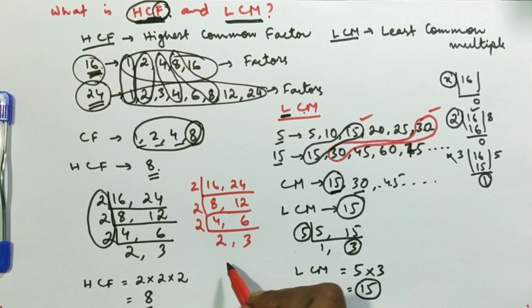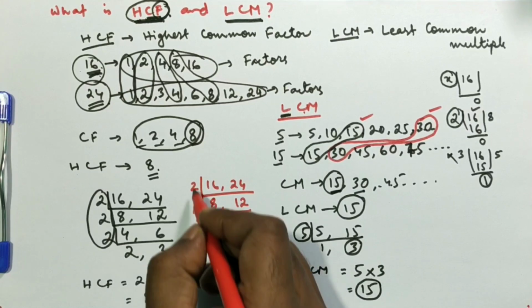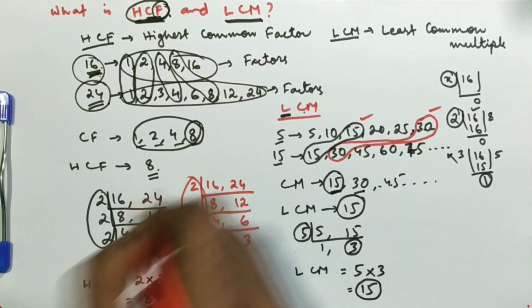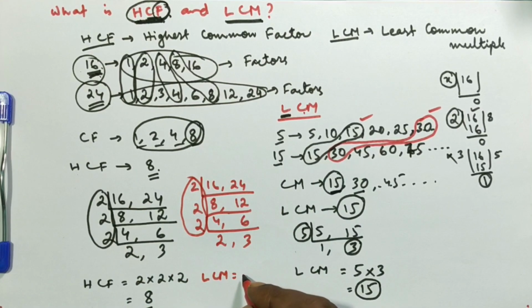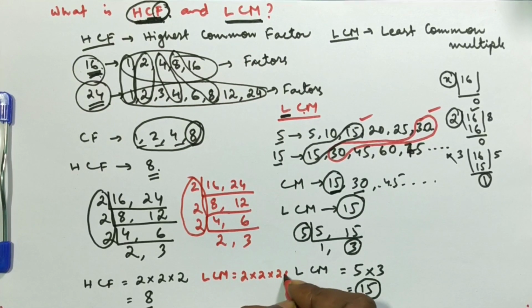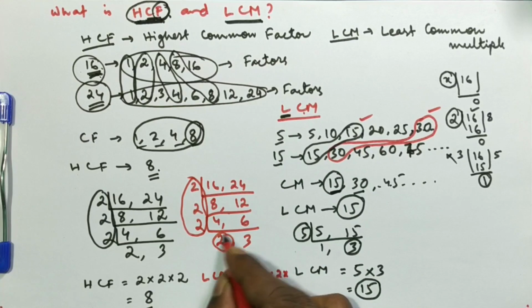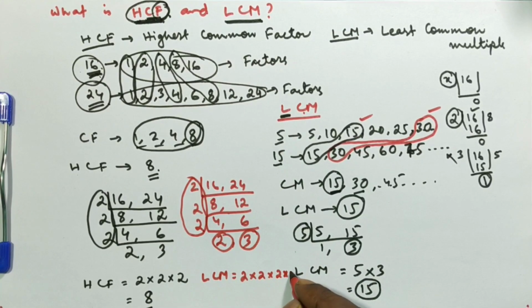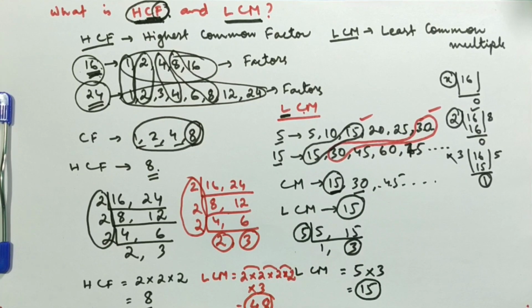Whenever we find the LCM, we first write the common numbers by which it is divisible, that is 2 into 2 into 2, then the remaining 2 and 3. So 2 into 3. So 2 twos are 4, 4 twos are 8, 8 twos are 16, 16 threes are 48. So this 48 is the LCM.